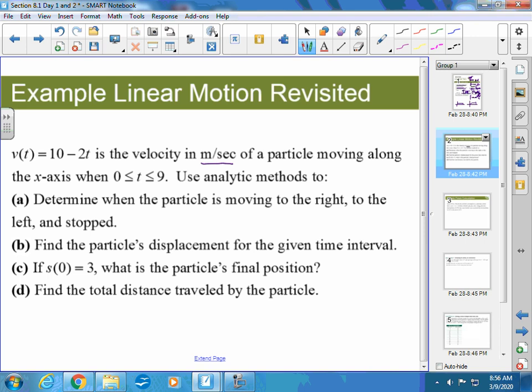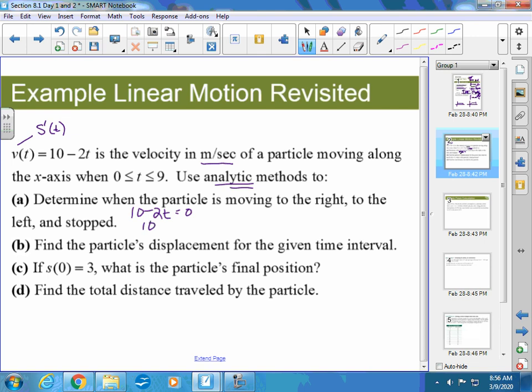It says use analytic methods, that means not your calculator, to determine when the particle is moving to the right, to the left, and stopped. Well, velocity, remember, is the derivative of the position function. So you might remember your first derivative number line test. You took the derivative, you set it equal to 0. Well, we're given the derivative. It's 10 minus 2t. Set it equal to 0.